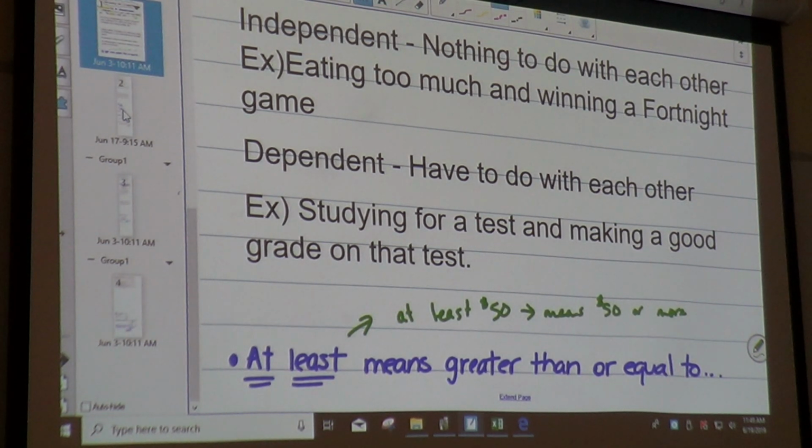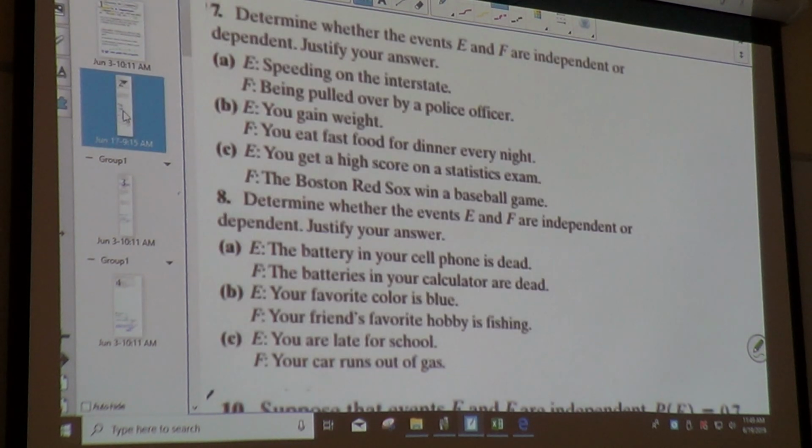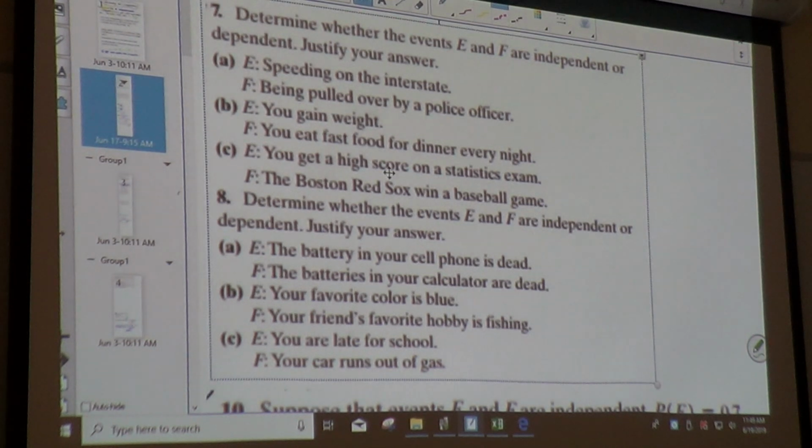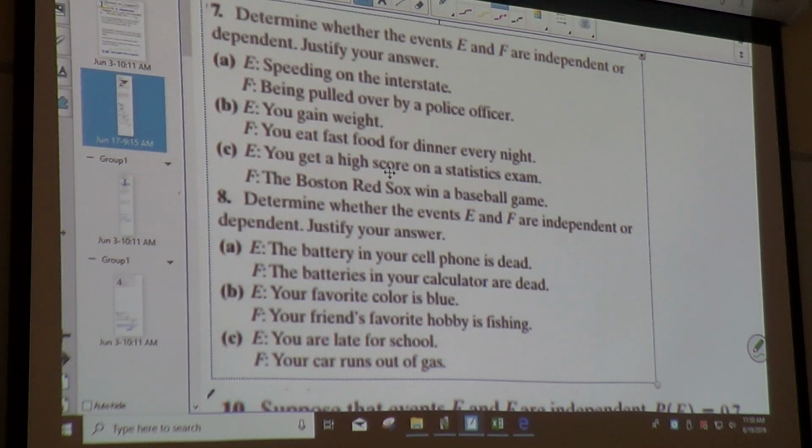Alright, so the first thing we're going to do is do a couple of problems to make sure that you know the difference between dependent and independent. Determine whether the two events are dependent or independent. Speeding on the interstate and being pulled over. Dependent or independent? That one is going to be dependent.